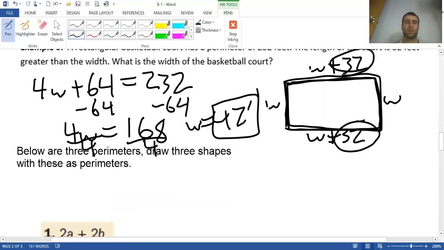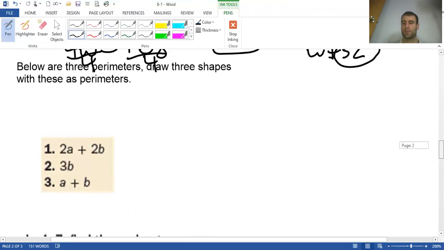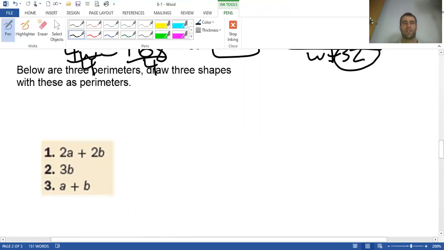Okay, here we go. Below are 3 perimeters. Oh, wait, maybe you're not done being quarantined. Maybe you are still quarantined.